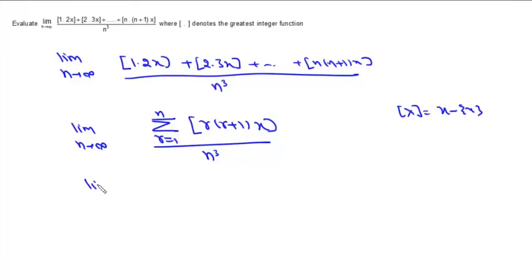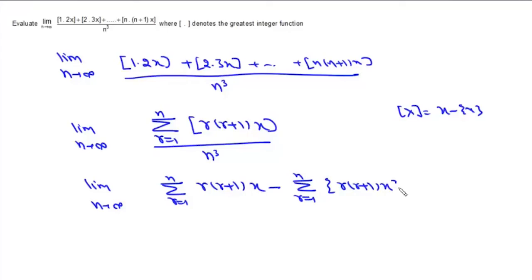So we'll write this as limit n tends to infinite, summation r varies from 1 to n of (r plus 1) into x, minus summation r varies from 1 to n of the fractional part of (r plus 1)x, divided by n cube. Now we know that any fractional part function will lie between 0 and 1.